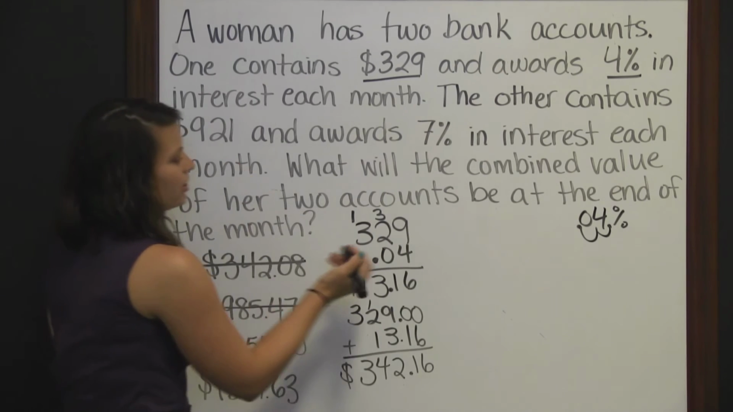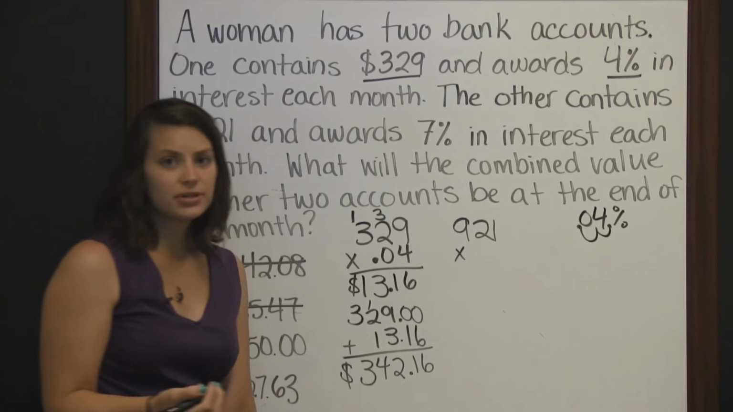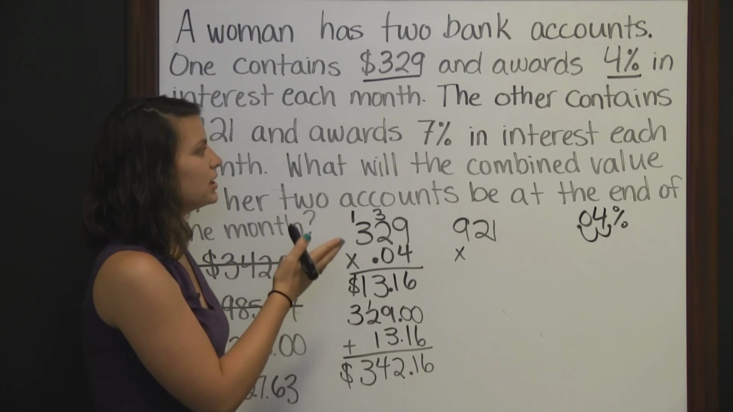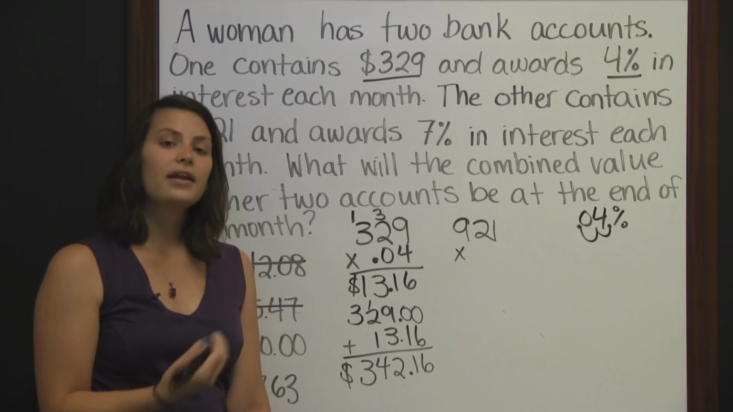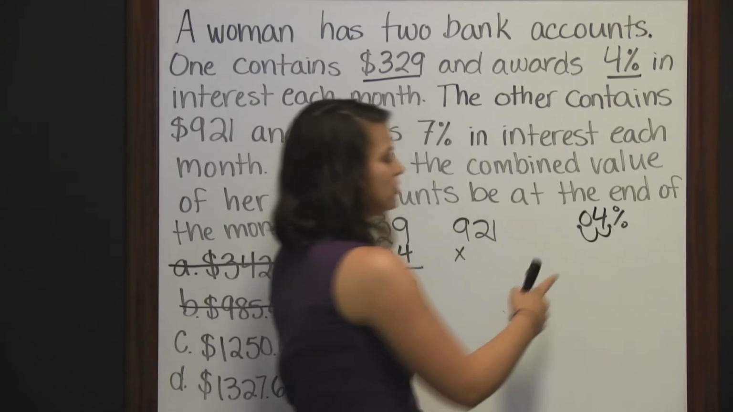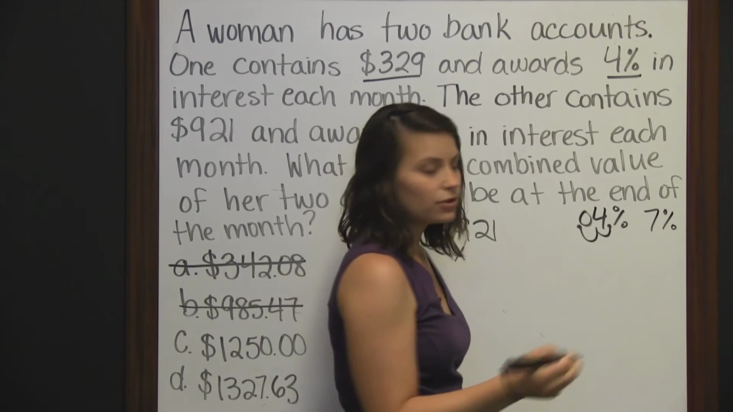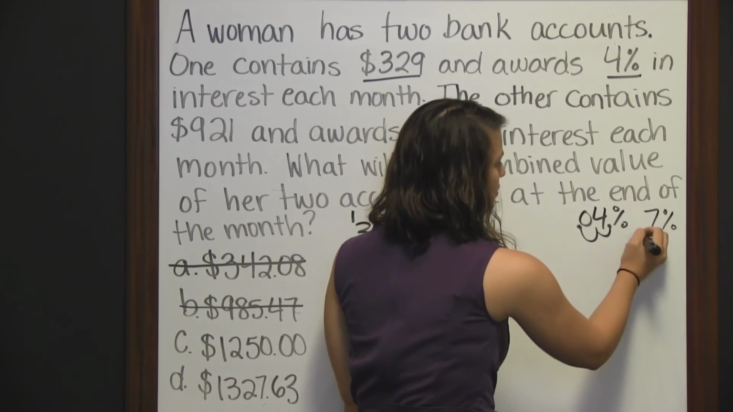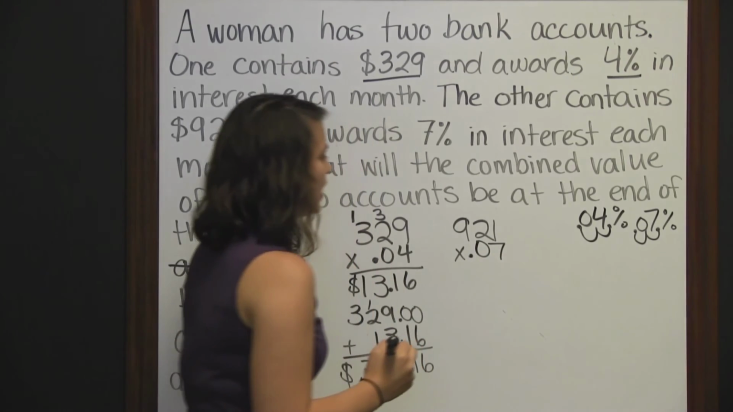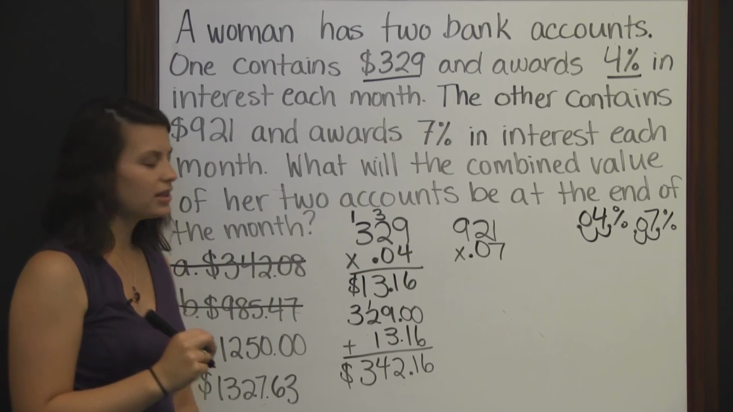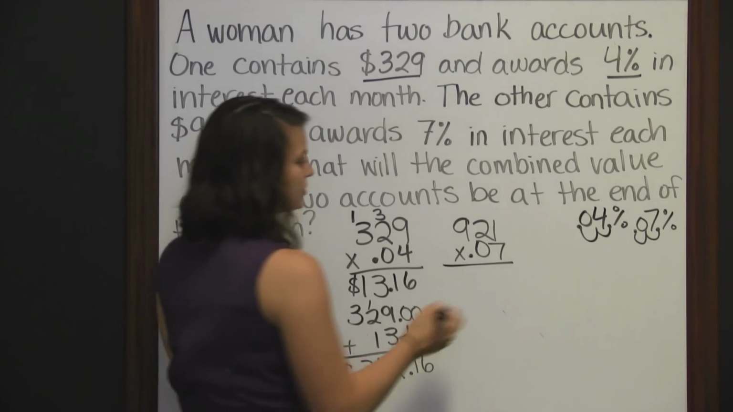So that means that we're going to take our $921 and multiply that times 7%, because this account earns 7% interest, 7% of the total, and of means to multiply. So we've got to do the same thing we did with 4%. Take our 7% and change it to a decimal. The decimal's in the back, move it 2 places to the left, and it's 7 hundredths. So we multiply 921 times 7 hundredths so that we can find out how much interest was earned in this account.